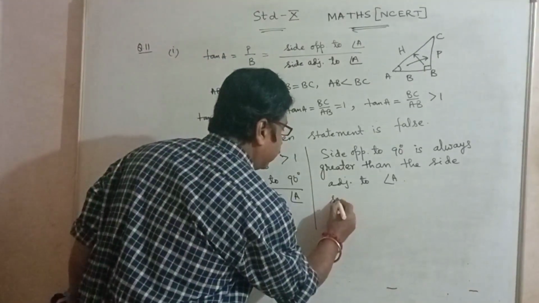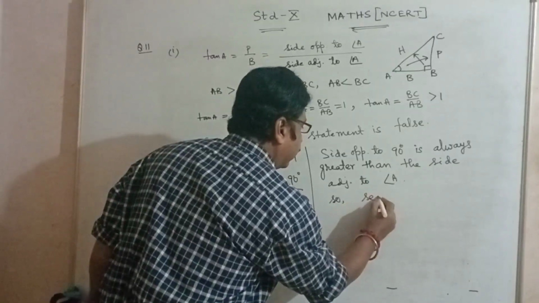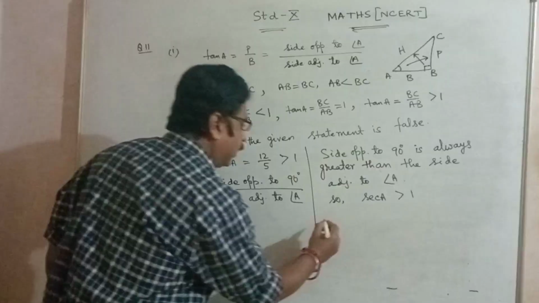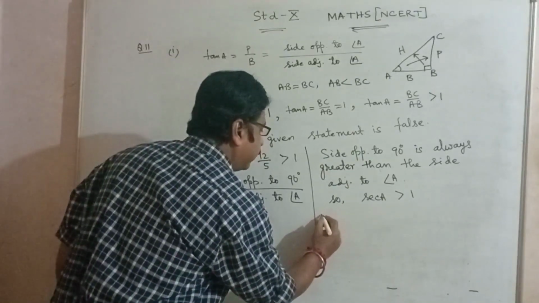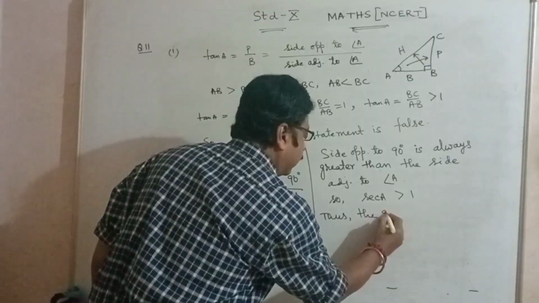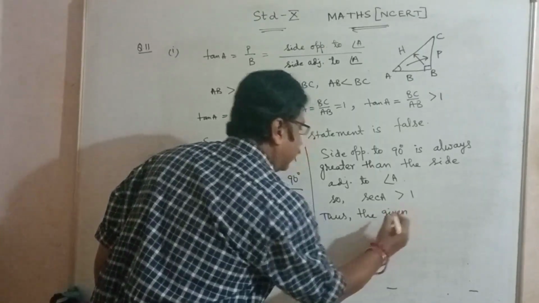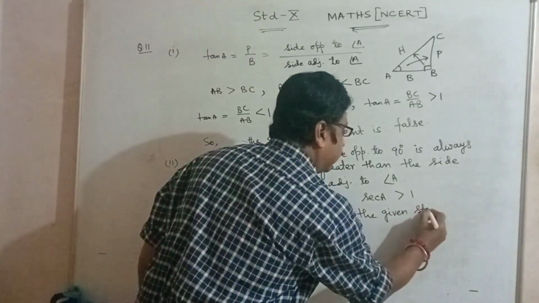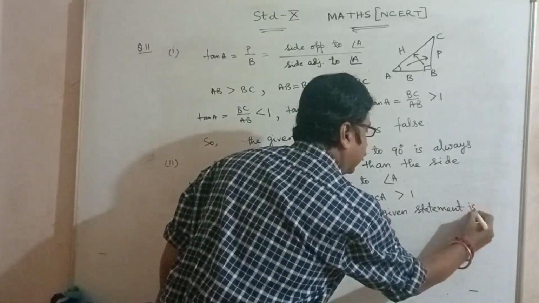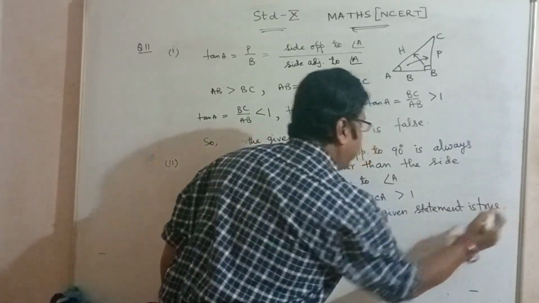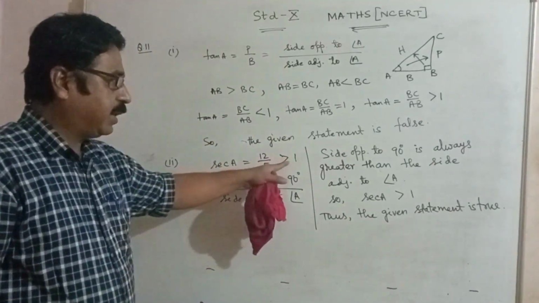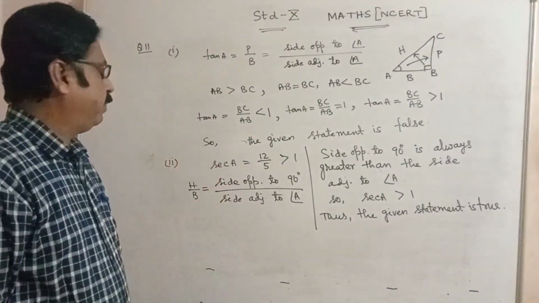So sec A will be greater than 1. Thus the given statement is true. What is the given statement? Sec A is 12 upon 5, means greater than 1, and it is true.